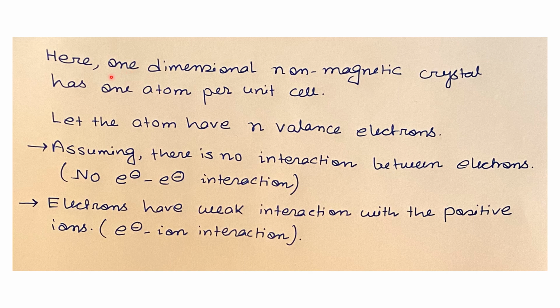So here we are given a one-dimensional non-magnetic crystal that has 1 atom per unit cell. Let the atom have n valence electrons. Now there are 2 assumptions we have to consider according to the question. Those are, there is no interaction between electrons, so no electron-electron interaction. And the second assumption is electrons have weak interaction with the positive ions, that is electron-ion interaction. So these are the assumptions basically we consider in the Drude theory of metals.